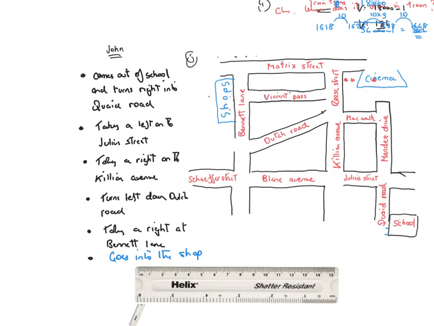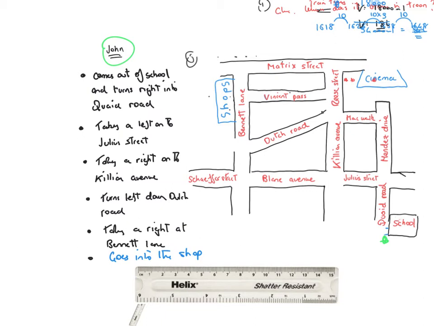Okay, the next question we're going to try is just following some directions. So what we've got is John travels from school, so he comes out of school. The question then says that he turns right into Quaid Road, takes a left onto Julie Street, takes a right onto Killian Avenue. He then turns left down Dutch Road, takes a right at Bennett Lane and goes into the shop. Now the first thing is, can you show a path of that?